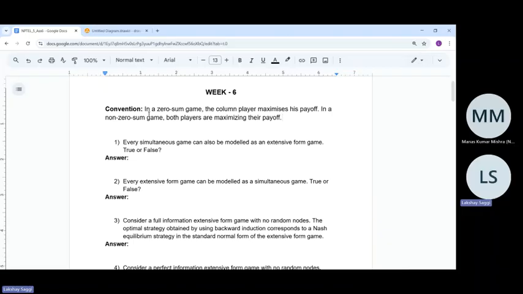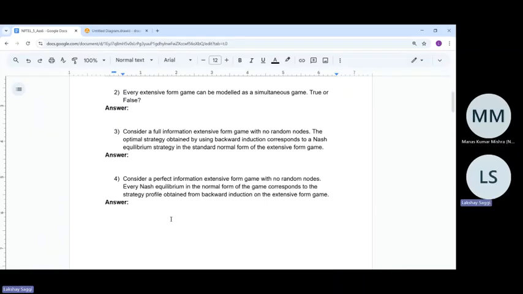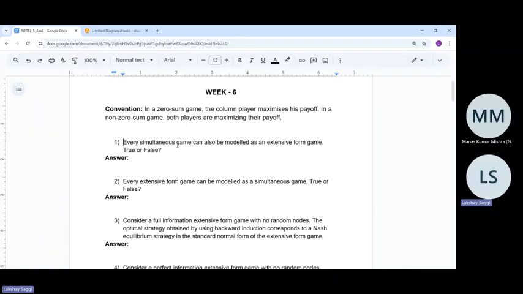This is a pretty common convention that in a zero-sum game, the column player is maximizing his payoff, and in a non-zero-sum game, both players are maximizing their payoff. Though I don't think we'll be needing this as much, it's a convention which is usually adopted. So maybe we can start with some warm-up questions just to see if we understand the theory properly. There are a few true-false questions just to start off as a warm-up.